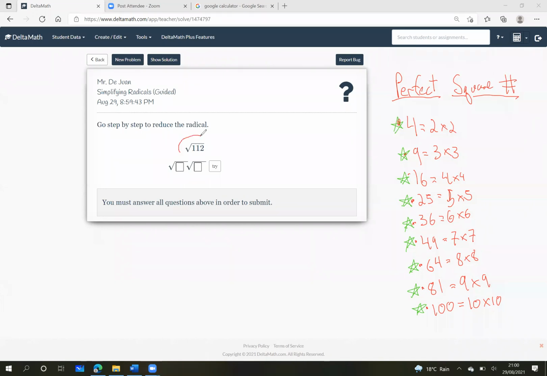If your multiplication is decent enough, a number to try quite often is 16. 16 is a really nice number. Because of multiplication, I know that 16 times 7 is 112. That's the number we're looking for, right? So we have the square root of 16 times the square root of 7. Let's type that in.